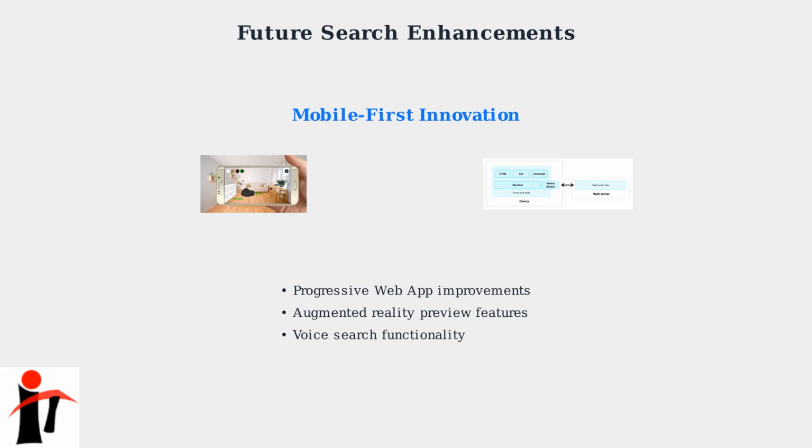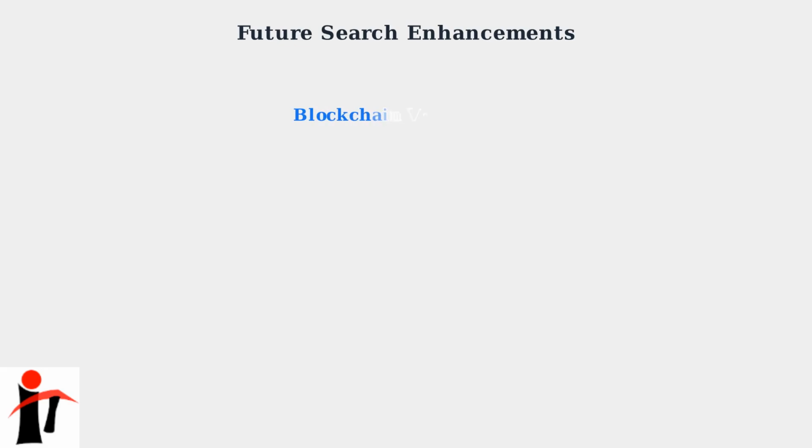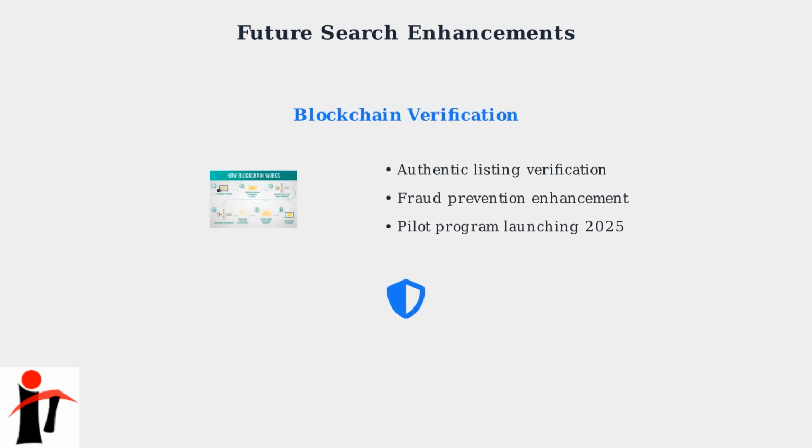Augmented reality previews will let you visualize furniture and products in your space before purchasing. Looking further ahead, blockchain-based verification will authenticate listings and prevent fraud. This technology will create an immutable record of product authenticity, significantly improving search result quality and buyer confidence.